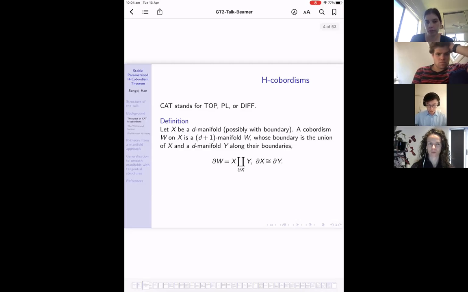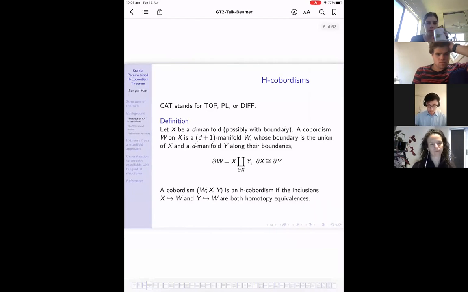Let X be a d-dimensional manifold, possibly with boundary. Then a cobordism W on X is a d+1 dimensional manifold, whose boundary is the union of X with another manifold along their boundaries, as shown below. And a cobordism is an h-cobordism if both the inclusions from X and Y into W are homotopy equivalences.